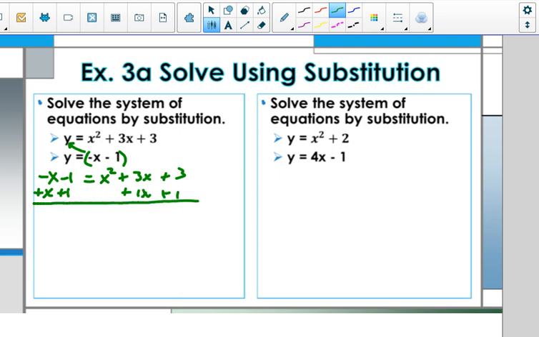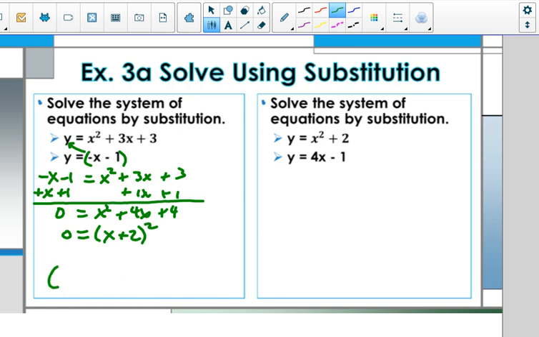When I do that, that gives me 0 on the left-hand side, x squared plus 4x plus 4. And I know that's a perfect square trinomial. So 0 equals (x plus 2) squared. But I know that there's only one solution here.